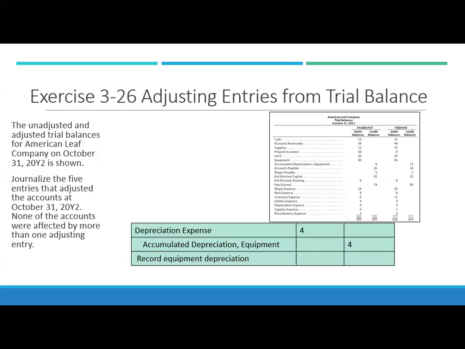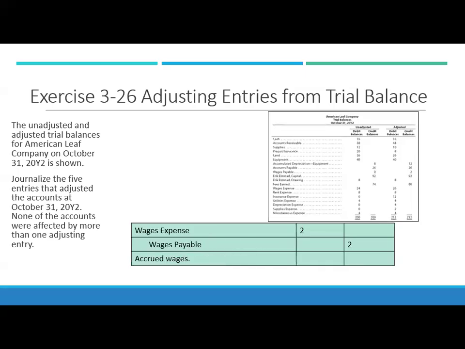And then we also see depreciation expense increased from 0 to 4, and we see accumulated depreciation increased from 8 to 12. And so we know that there was 4 in depreciation expense. And we see wages expense. Wages expense went from 0 to 2, and then wages payable went from 0 to 2 as well. So we know that there was a wages expense accrual.